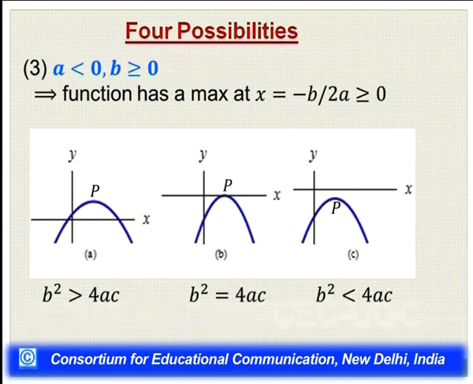The function will achieve its maximum value on the positive side of the x-axis, and depending on the sign of b square minus 4ac again, we'll have either two distinct roots, as shown in the graph labeled A in this panel, or one real root when b squared is equal to 4ac, or no real roots, in which case your maximum, represented by p, will be below the x-axis. In this way you can experiment with different cases, and this is a fourth possibility where a is negative and b is less than or equal to 0.